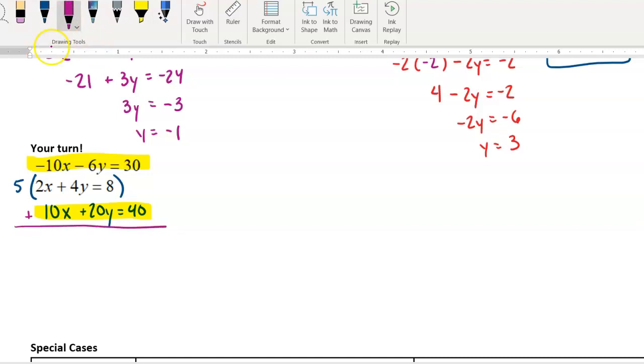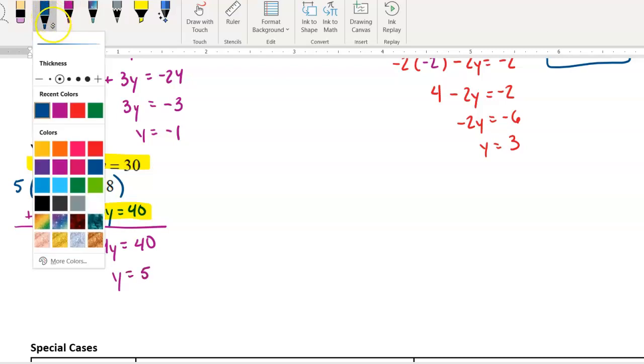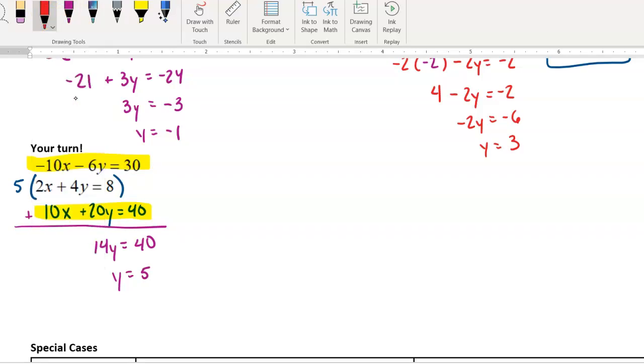When I do that, negative 10x plus 10x is 0 x's, so we don't have any x's. Negative 6y plus 20y, that's 14y. And 30 plus 40 would be 70. If I divide both sides by 14, we end up getting 5 as our answer. So that's our answer for y. Now I'm going to plug that into either one of the original equations. Let's see, which one would be easier? I'm going to do it in the first one.